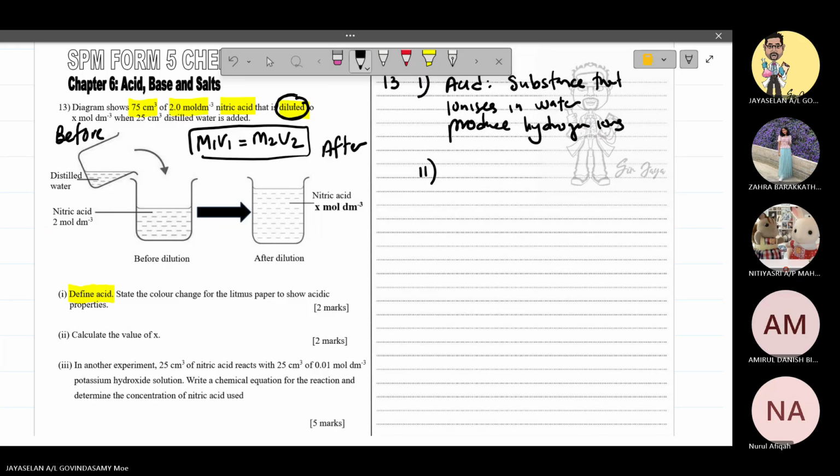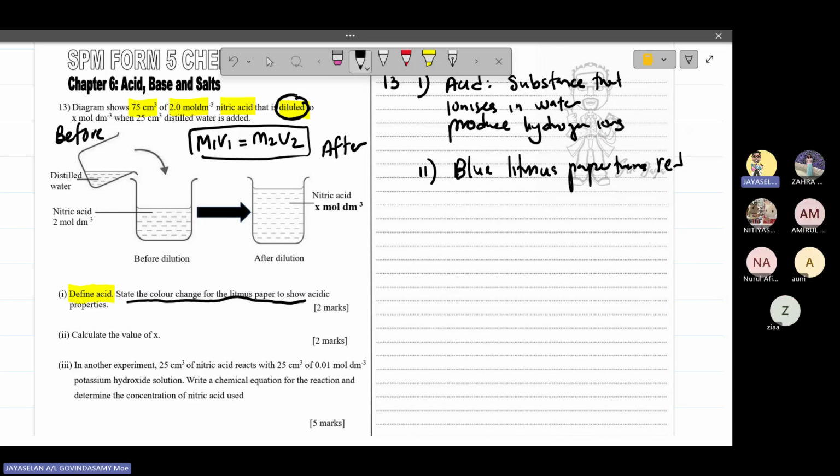After that, they want you to state the color of litmus paper when acid. Acid means you must state what color. You must put blue litmus paper turns what color? Turns red. Don't just put turns red, you cannot write like this. Turns red is wrong. You must write turns from blue to red. Any question?